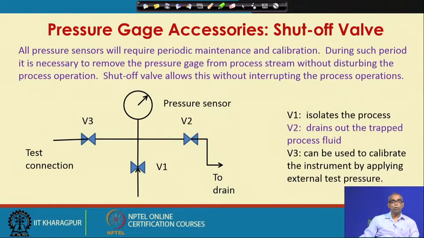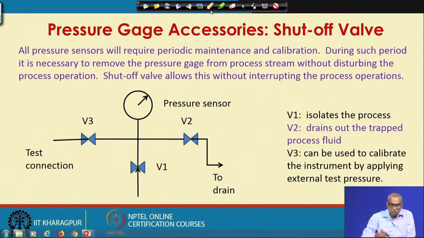So, let us take a quick look at some pressure gauge accessories. Shut-off valve. All pressure sensors will require periodic maintenance and calibration. During such period, it is necessary to remove the pressure gauge from the process stream without disturbing the process operations. Process operation must go on, and we need to isolate the pressure gauge for maintenance or recalibration. A shut-off valve allows this operation without interrupting the process operations.